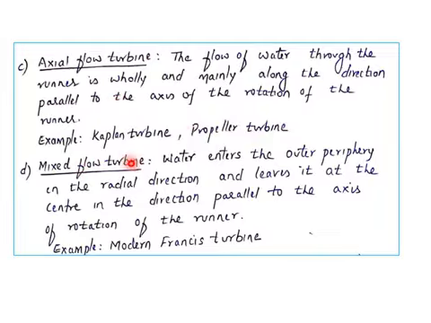In the mixed flow turbine, water enters at the outer periphery in the radial direction and then leaves at the center in the direction parallel to the axis of rotation. So it's a combination of radial flow and axial flow turbine. Here water enters the outer circumference, moves radially, and then leaves at the center in the direction parallel to the axis of rotation. The modern Francis turbine is an example of a mixed flow turbine.